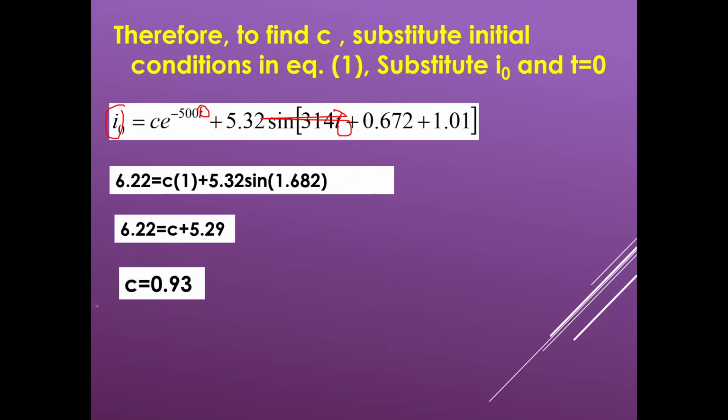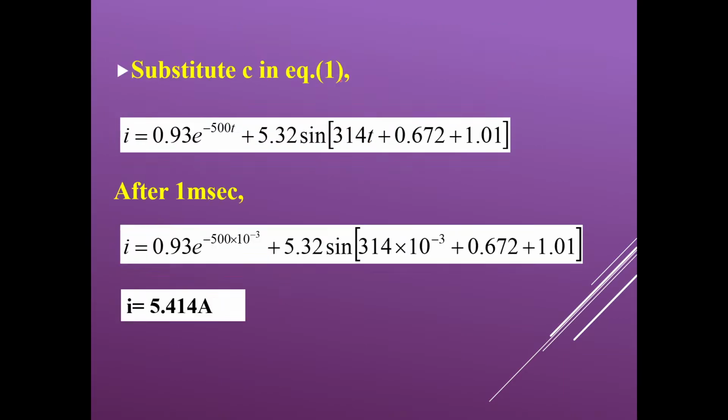Okay. So c equal to what? 0.93 you will get. So c is equal to 0.93. Substitute in the equation 1. So you will get I equal to 0.93 e to the power of minus 500t plus 5.32 sine 314t plus 0.672 plus 1.01.